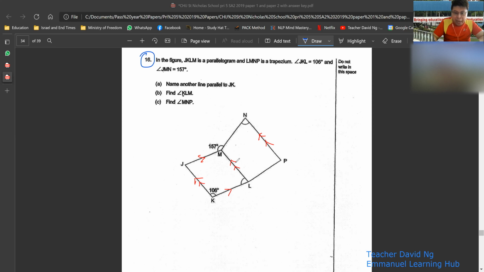Then angle JKL, 106 degrees. It's correct. It's reflected in the drawing. And angle JMN is 157 degrees. It's all reflected here. So right now you can throw away this part. That means when you do the question, you no need to read this anymore, because the information that's shown here is reflected. It's reflected in the drawing.